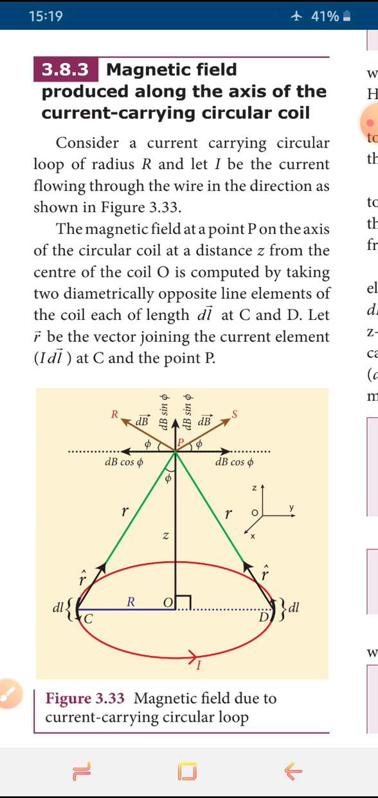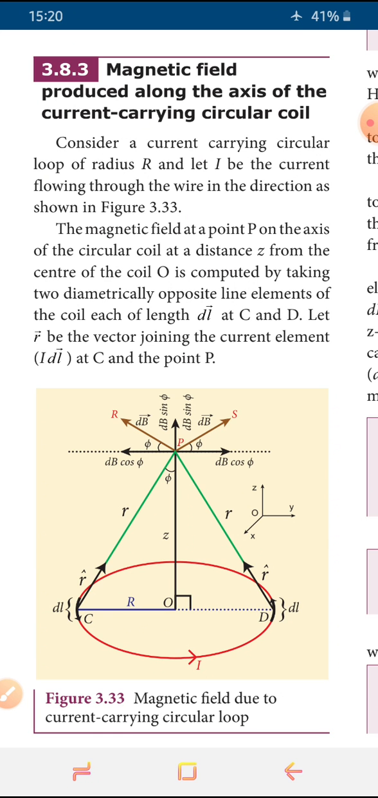Today's class, we'll do the derivation like the last class. The only difference is that in the last class topic we used an infinite straight current carrying conductor. In this one we are using a current carrying circular loop, a circular coil. Last class itself I gave an intro. So that is what we are going to discuss: how the derivation goes.